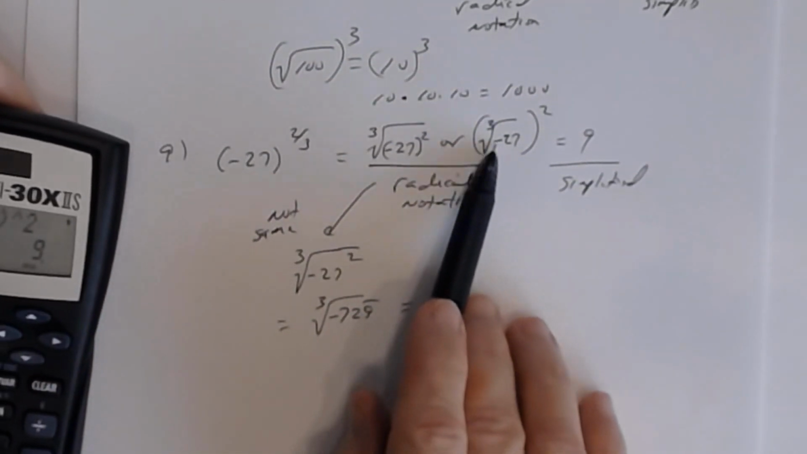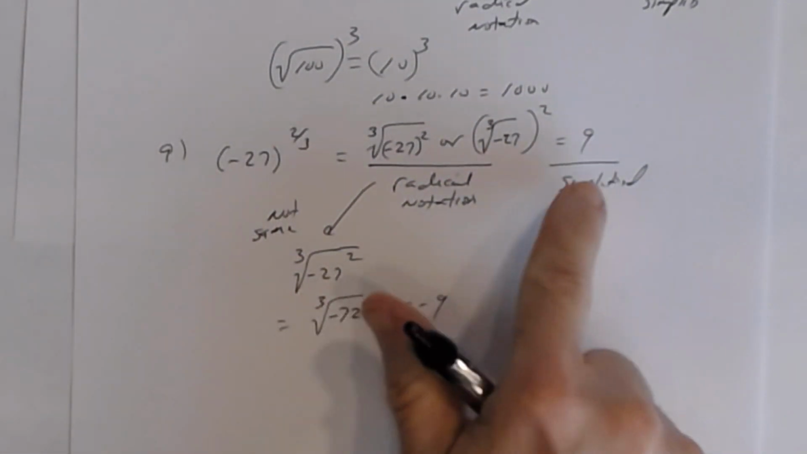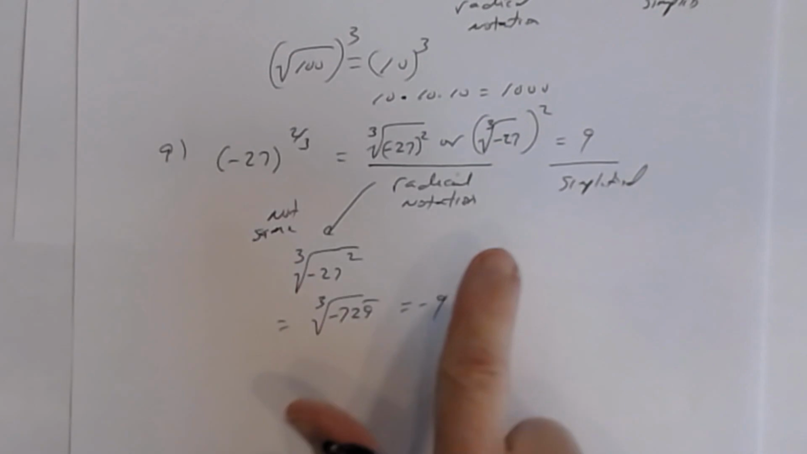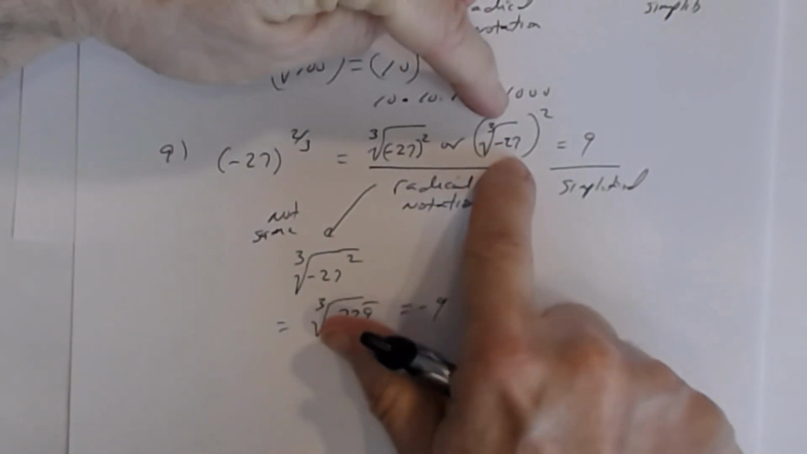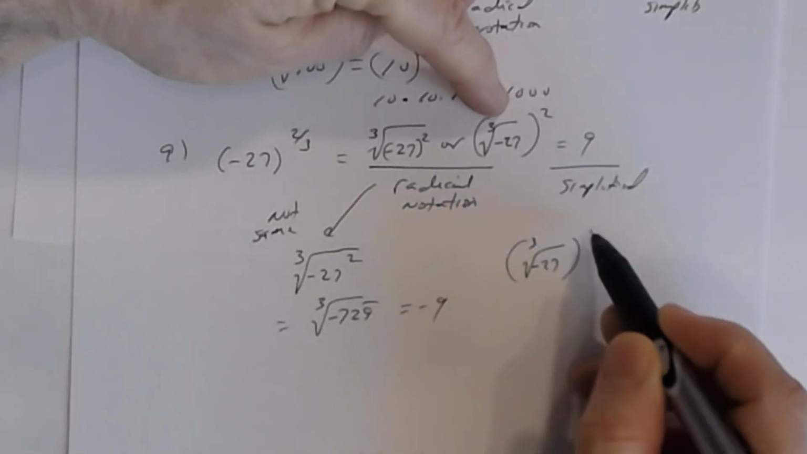Now, let's look at this. If you did this one, this is the one I would use to simplify. Now, remember, you don't use your calculator with this, because you got to be able to do it without a calculator. But this is the one you're going to use. So watch. The cube root of negative 27 squared.